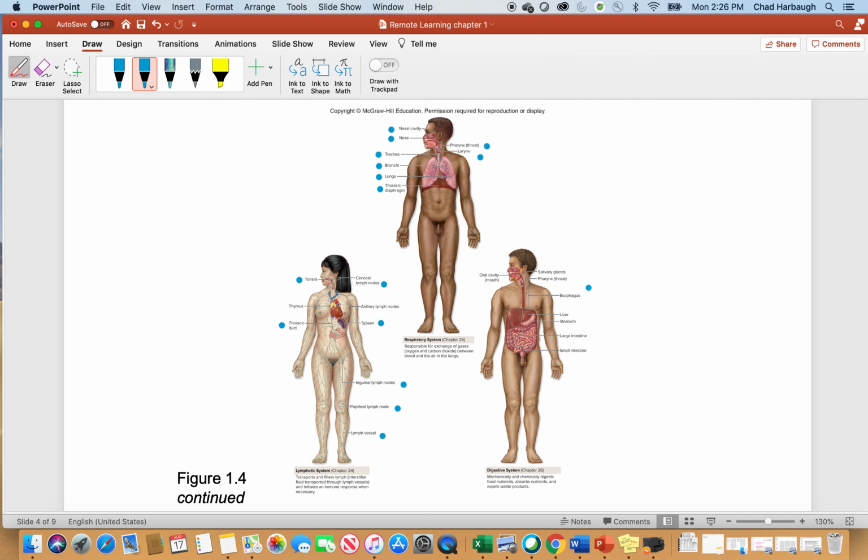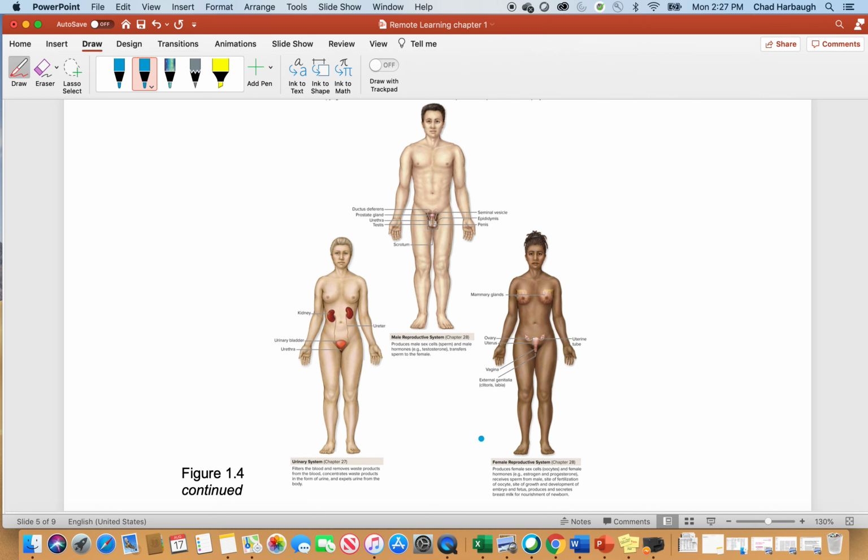The digestive system, its main job is mechanically and chemically digests food materials, absorbs nutrients, and expels waste products. Mechanically, we see the structures such as the oral cavity or the mouth, including the teeth, the salivary glands, and the pharynx for helping to mechanically break down. And then chemically, we see chemicals being secreted within the stomach, large intestine, and the small intestine for distribution of nutrients and expelling of waste products after digestion is completed.